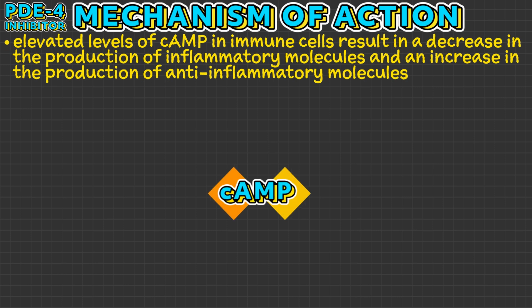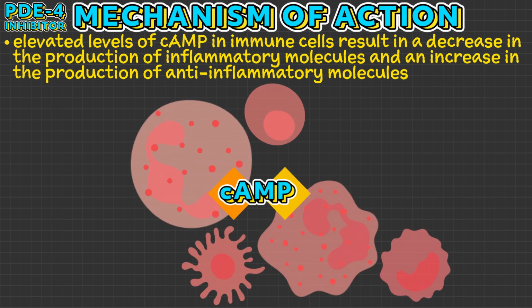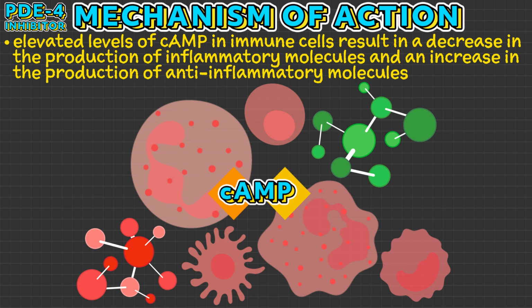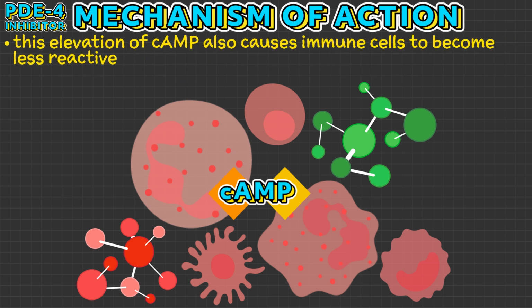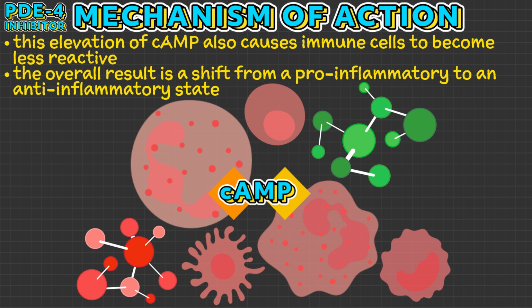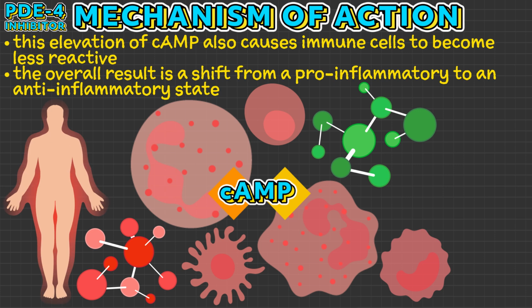Elevated levels of cAMP in immune cells result in a decrease in the production of inflammatory molecules and an increase in the production of anti-inflammatory molecules. This elevation of cAMP also causes immune cells to become less reactive. The overall result is a shift from a pro-inflammatory to an anti-inflammatory state.